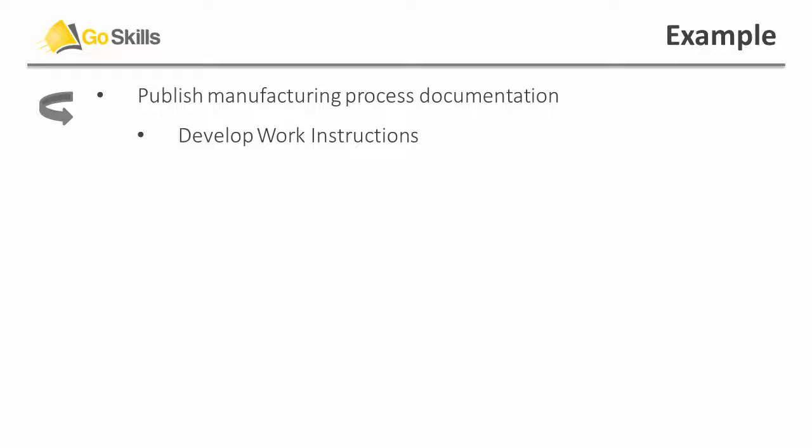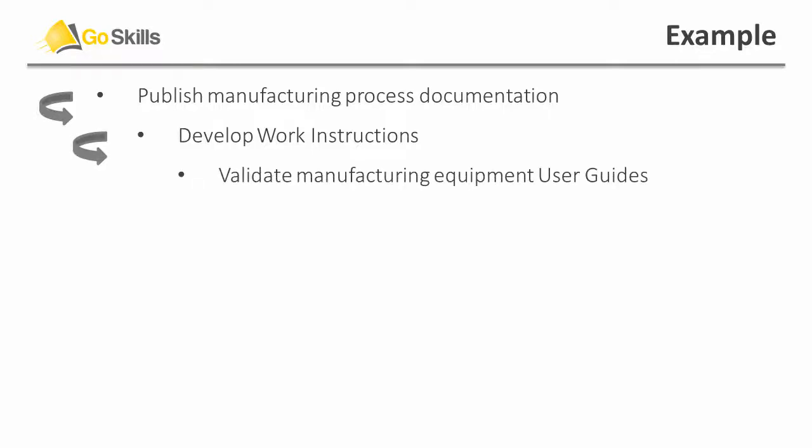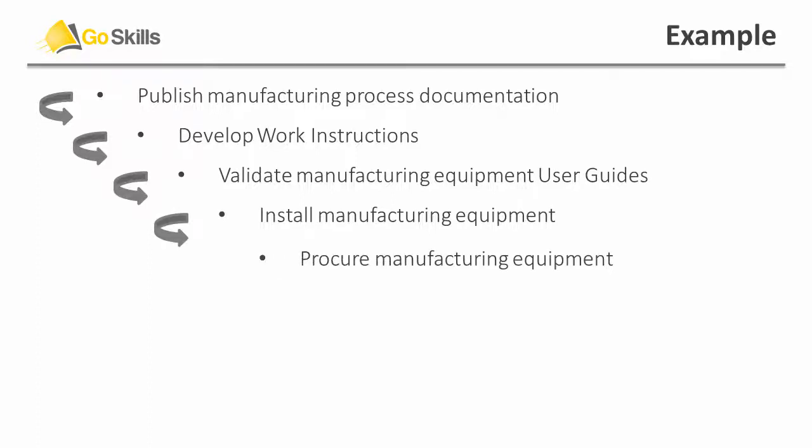Well, as part of the work instructions, we also need to understand how the equipment will be used that is required to make the product. By validating the user's guide for that equipment, we will know how it works. But before we can validate the user's guide for the equipment, we actually have to have the equipment installed in the manufacturing operation and available for use. And of course, before we can install the equipment, we have to procure the equipment.